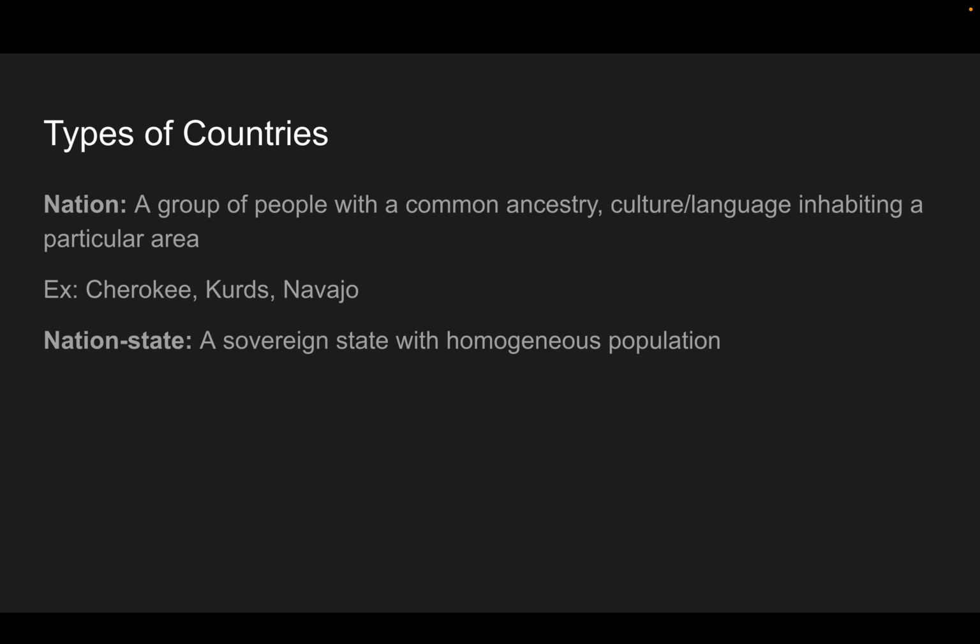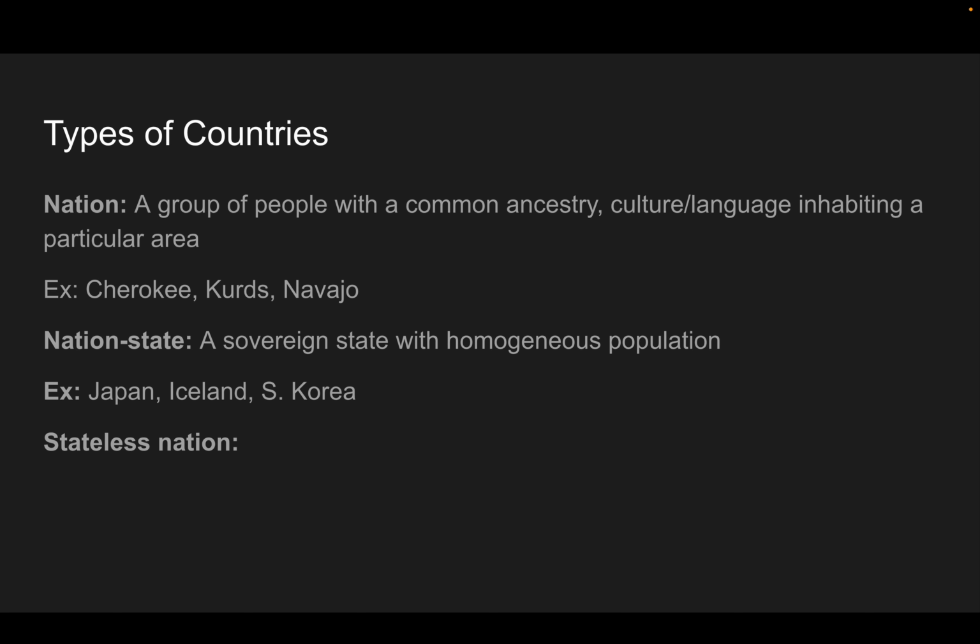So a nation state is a recognized sovereign state, using that word sovereignty from last lecture, that has a homogeneous population, okay? So Japan, Iceland, South Korea, for example, those countries are 90% that country's ethnicity, race, and nationality, so they are not very diverse. They are not heterogeneous, okay? So that is a nation state.